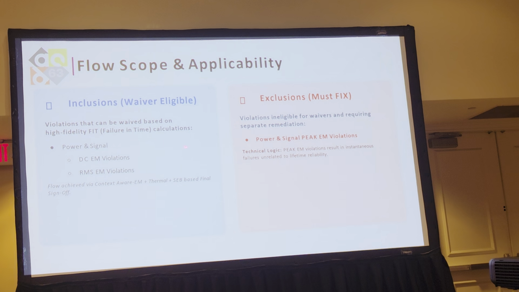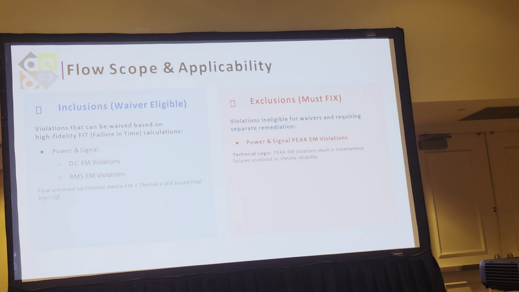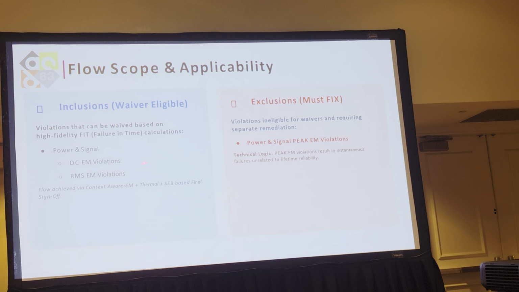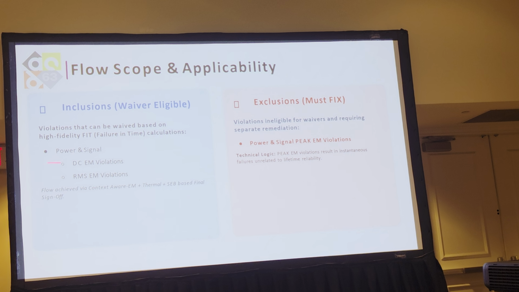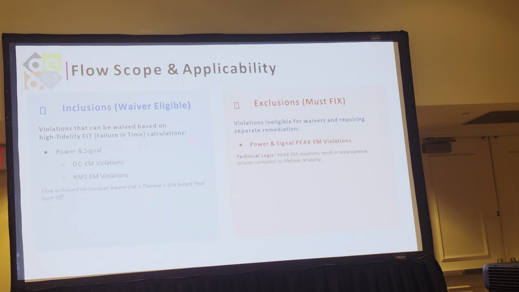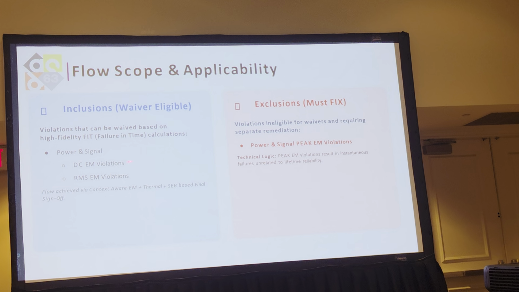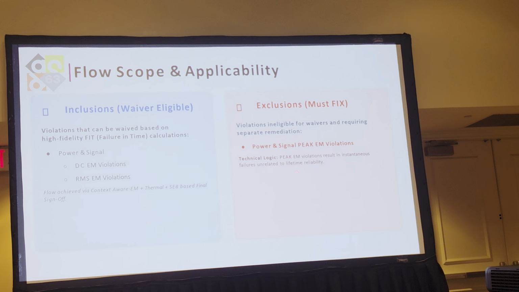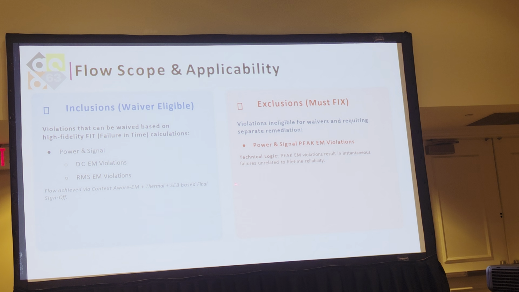And yeah, this is the flow inclusions and exclusions. Based on the three stages that we discussed, since we are modeling the long-term reliability effects, which is DC based on the RMS heating within the wire, etc., we can safely waive power and signal DC and RMS EM violations. But we will not be able to waive peak EM violations because those cause instantaneous failures. It does not relate to the lifetime reliability factors.